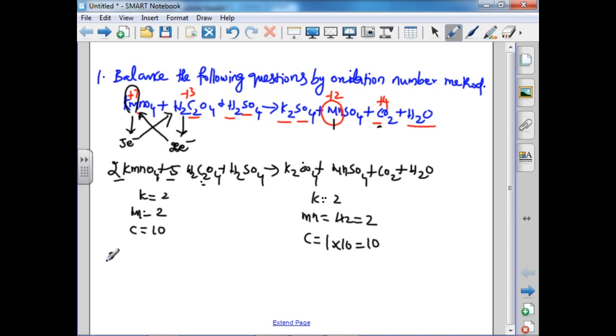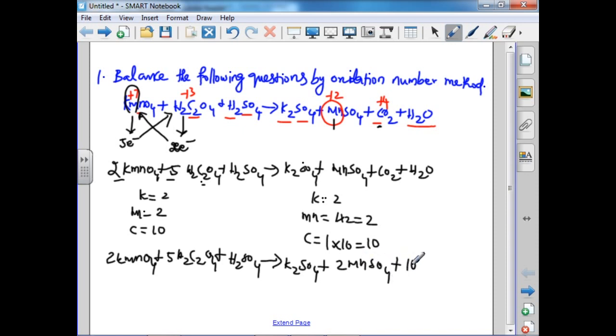So the fourth step: 2 KMnO4 + 5 H2C2O4 + H2SO4 gives K2SO4 + 2 MnSO4 + 10 CO2 + H2O. Other than hydrogen and oxygen, all the atoms are balanced. The next step, we are going to balance the oxygen and hydrogen.